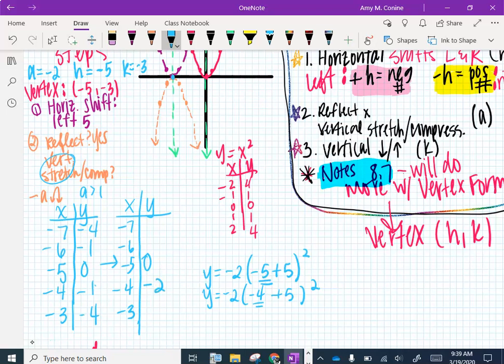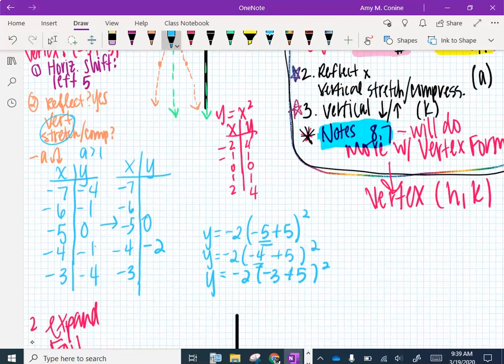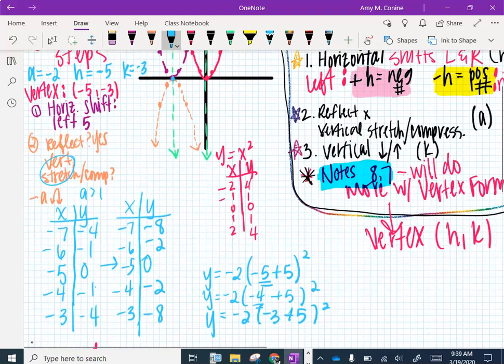So now it's going to be at -2. So same thing with my -3. I should have a -8 there when I'm all done with this. So -3 plus 5 is +2. Squared is 4, times -2 is -8. So you can see my outputs are being multiplied by a 2. So this should be -8 and this should be -2 as well.